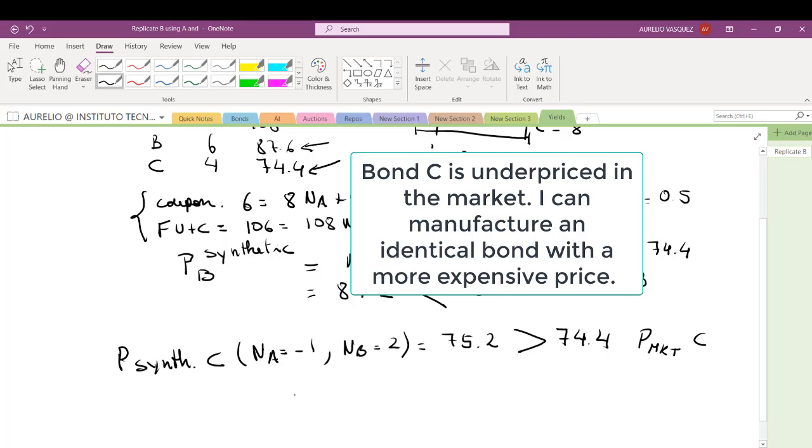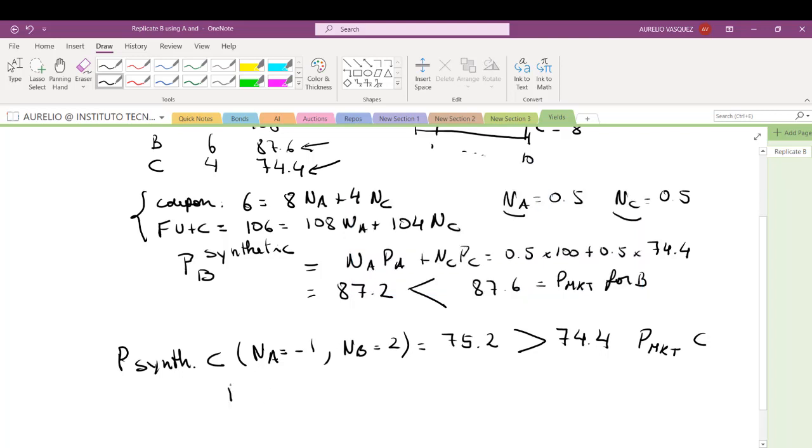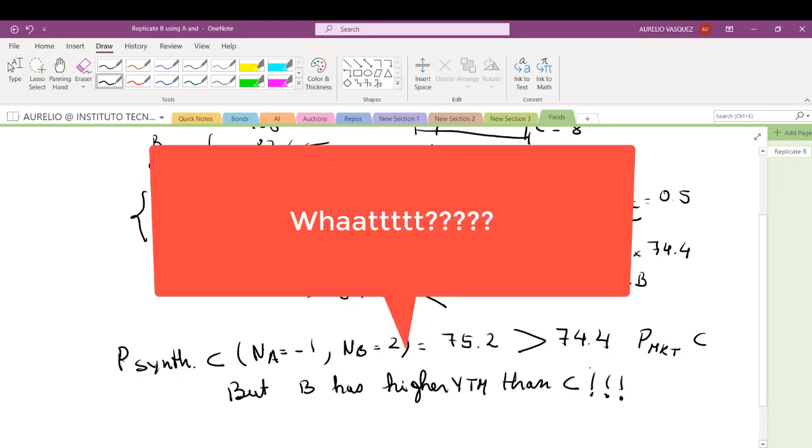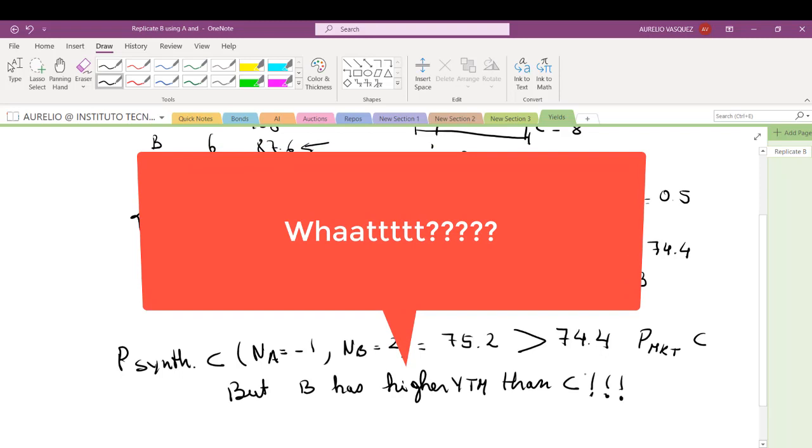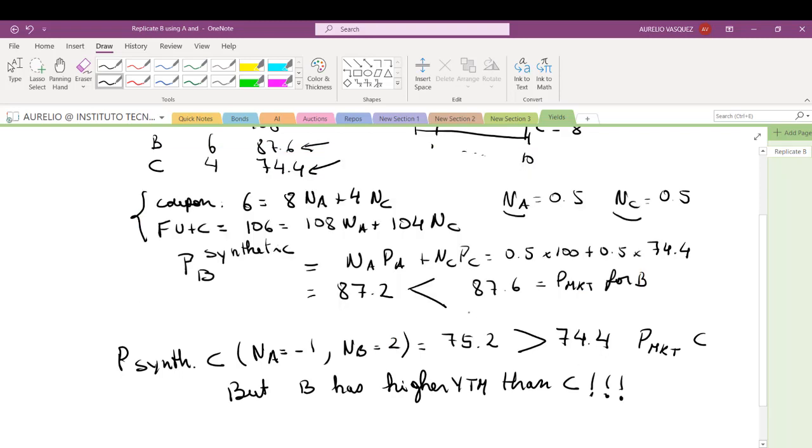Now, if you go back and look at the slides, you're going to find that B has a higher yield to maturity than C. So it's like, what the hell? If you went and bought B because it had a higher yield to maturity, you would make a mistake. Why? Because bond B is actually overvalued by the market. So this bond is overvalued.